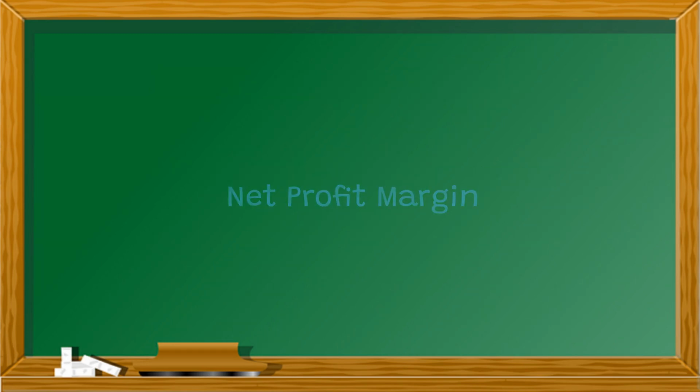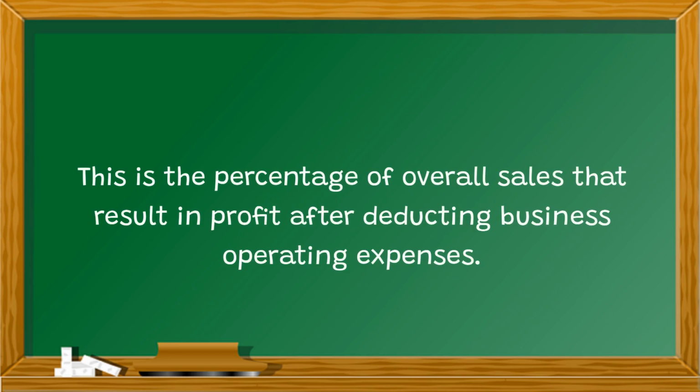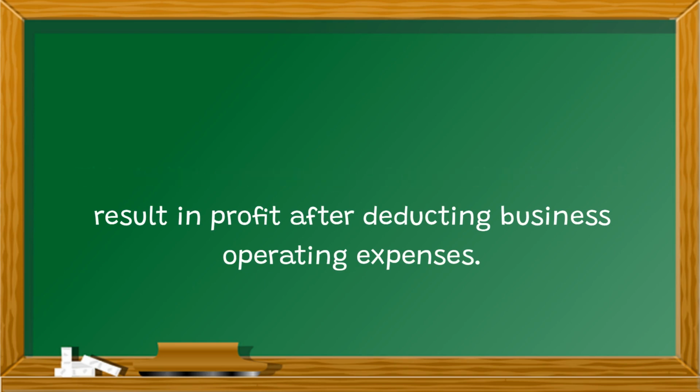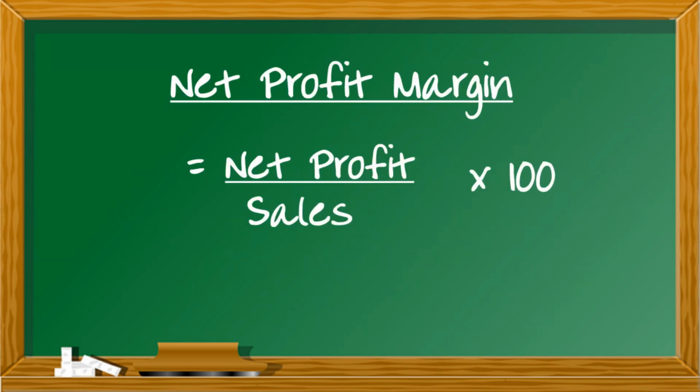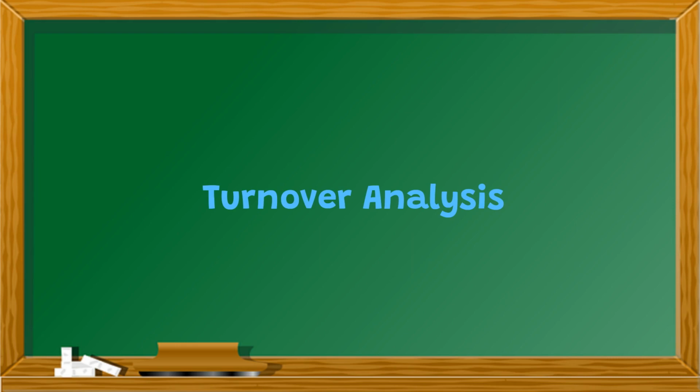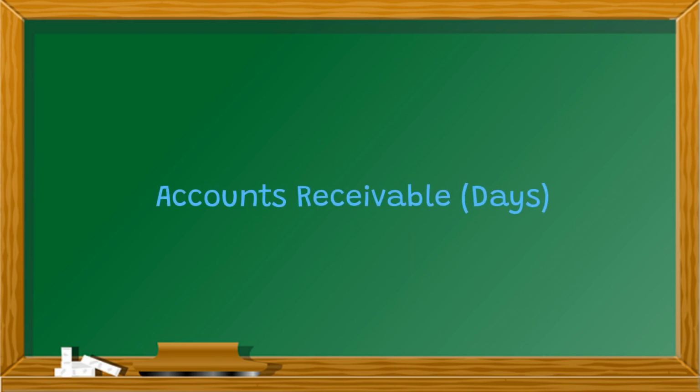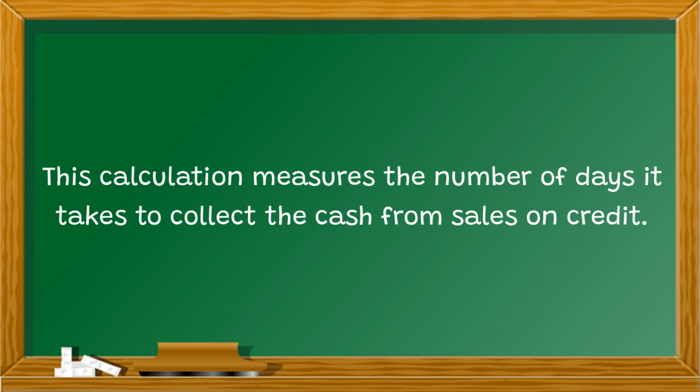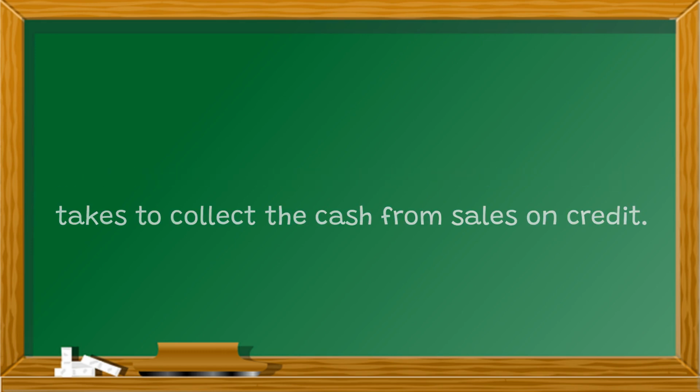Net profit margin. This is the percentage of overall sales that result in profit after deducting business operating expenses. Net profit margin equals net profit divided by sales multiplied by 100. Turnover analysis, accounts receivable days. This calculation measures the number of days it takes to collect the cash from sales on credit.